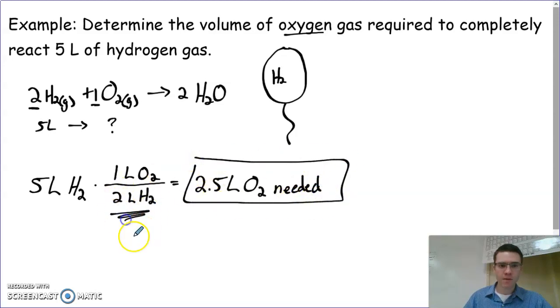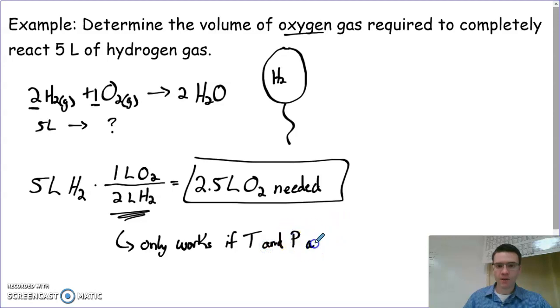And this ratio only works if temperature and pressure are constant for both of these gases in the problem. And that's it. Those are your special cases.